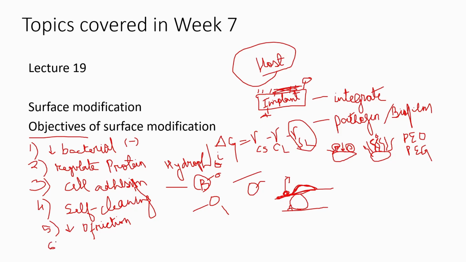And then the next objective was corrosion or degradation resistance. Sometimes these kinds of implants we don't want to degrade because they are for structural support. So in those cases we want it to be degradation resistant or corrosion resistant. So we can use a coating of an inert layer on them to prevent this degradation.